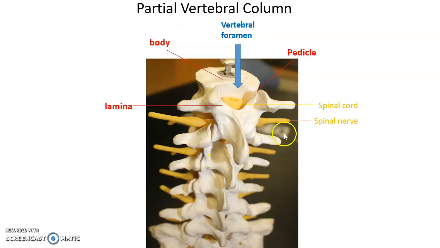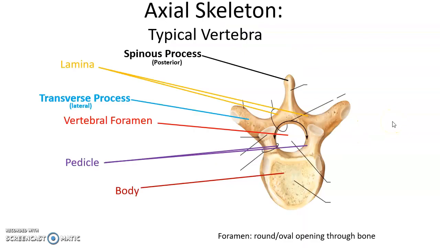Here is the partial vertebral column model. Here's the body, here's the vertebral foramen, pedicle on either side, lamina on either side, spinal cord in yellow, spinal nerve in yellow.